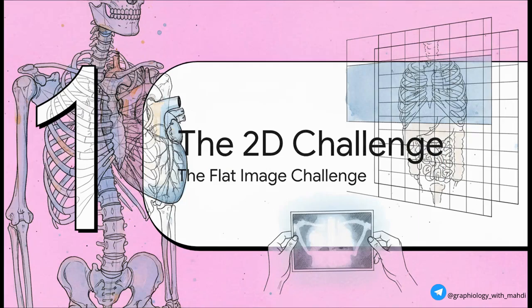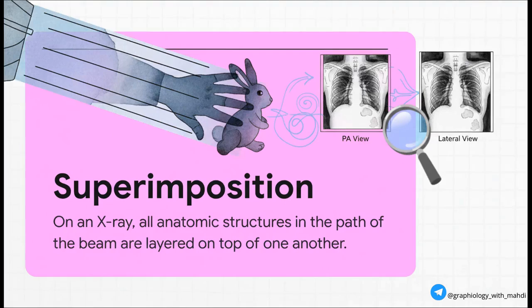How do we make sense of a flat image of a 3D object? Getting this one concept down is the key that unlocks everything else we're going to talk about. The key word here, the big concept, is superimposition. Everything in the path of that X-ray beam gets flattened onto the final image. Think of it like a shadow puppet. From the shadow alone, you can't tell if one shape is in front of or behind another. And that is exactly why radiologists almost always get two views. The first is a PA view, which just means posterior anterior. The beam goes from back to front. The second is a lateral view, from the side. The whole goal is to use your brain to fuse these two flat images into a true 3D picture.